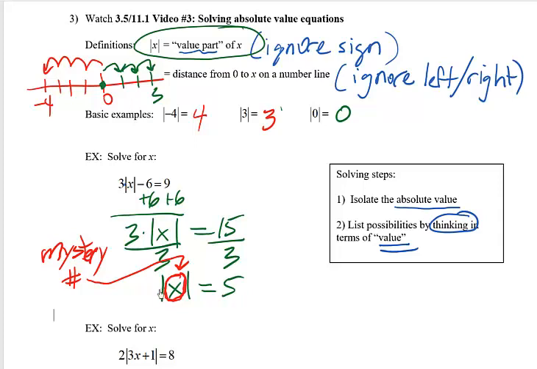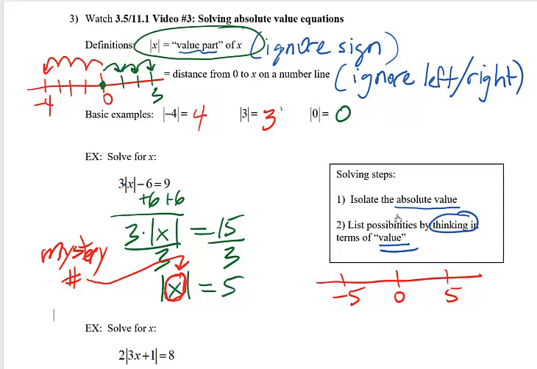That's what this equation says. The value part of that mystery number is 5. So then off on the side, I can say, well, let's see, where could I find numbers whose value part is 5? Well, look, there's only 2 places you can go. You can either walk 5 spaces to the right, or you can walk 5 spaces to the left. Those are the only 2 numbers that have a value portion of 5.